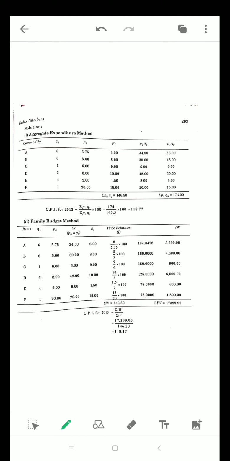So therefore the summation of P0 Q0 is equal to 146.50. So hence if you want to verify it, you can add all this. Okay, then go for solving the problem. Next we have to multiply with the P1 and Q0.